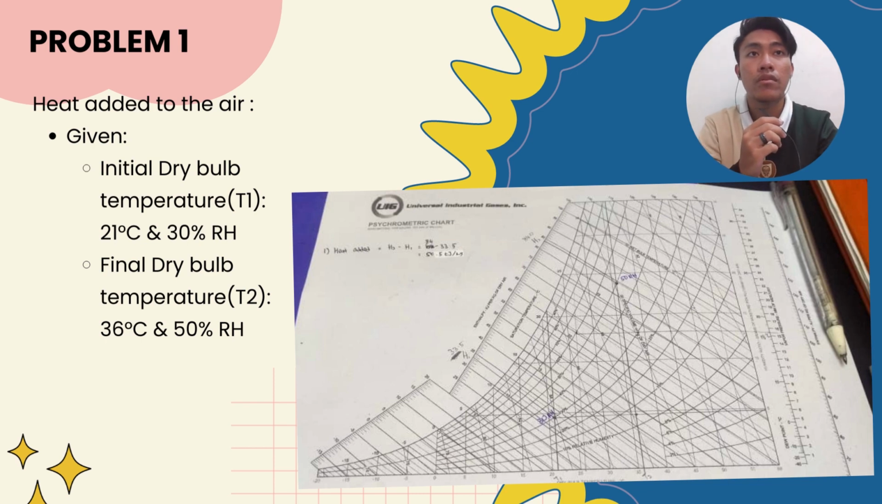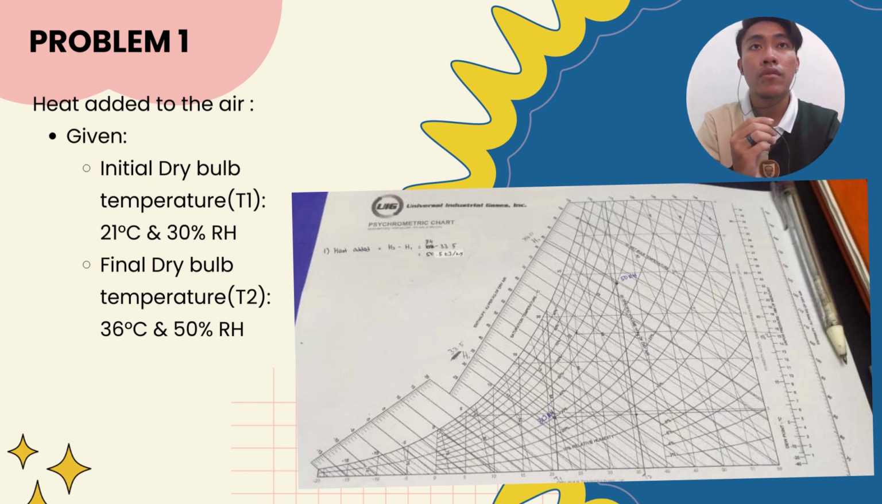First of all, we need to list all the information given from the question, which is the initial dry bulb temperature and the final dry bulb temperature. Next, we plot the information onto the psychrometric chart, at 21 degrees Celsius and also at 36 degrees Celsius.